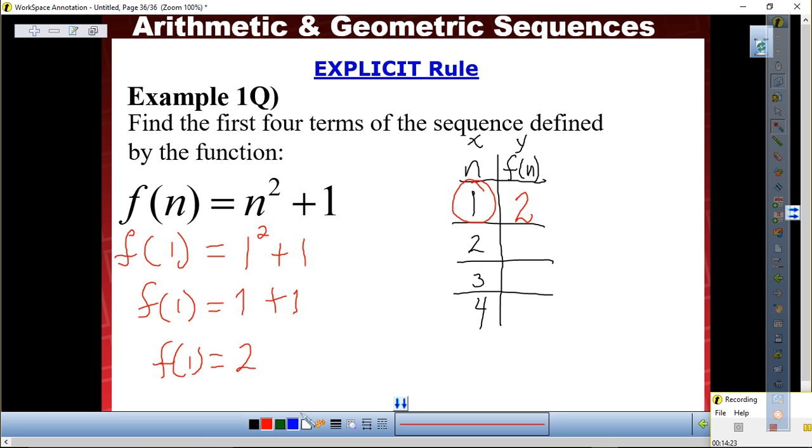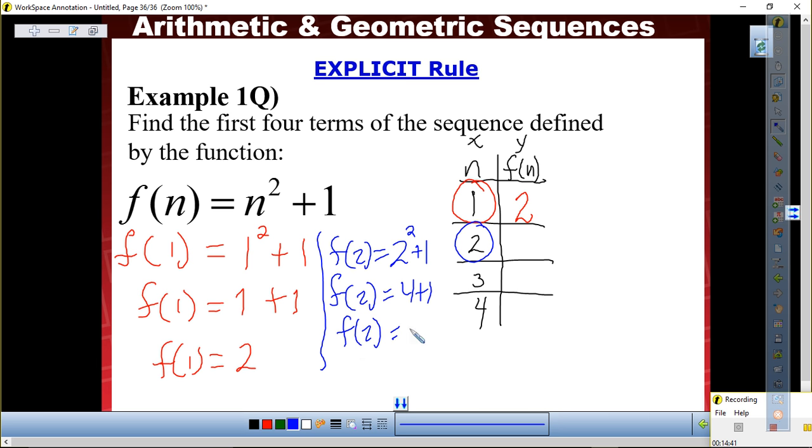Let me show you another one. The next one is what? F of what? F of 2, which is 2 squared plus 1. F of 2 is what? 4 plus 1. So f of 2 is 5, and that goes right there. Copy that and fill in the last 2, please.